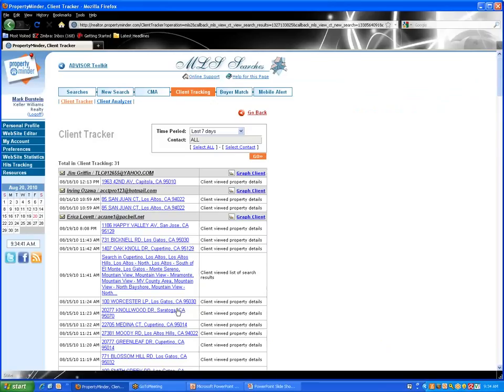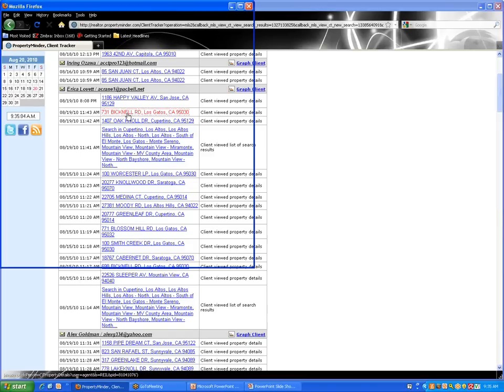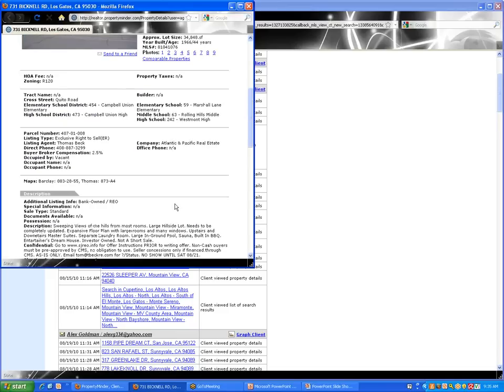So let's look at it in real time too. These tools are meant as a convenience factor for you. So when you are making those calls, for example, if I'm going to be calling Erica a little later on today, and she's got a question about this property on Bicknell Road, I don't need to have the MLS open in another window. I don't need the old listing book sitting on my lap to thumb through, or maps or anything like that. Everything is available to me with a click of a button right within client tracking. So I can click on the listing on Bicknell Road and get all the important information I need to have a conversation with Erica about this property.